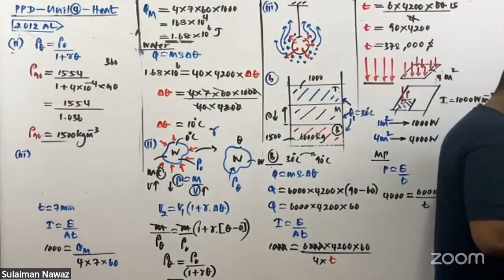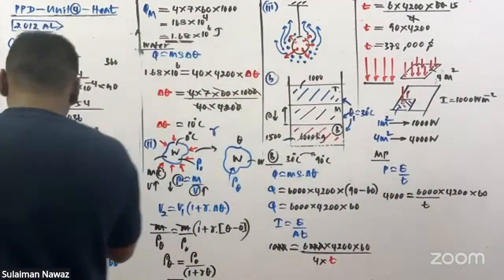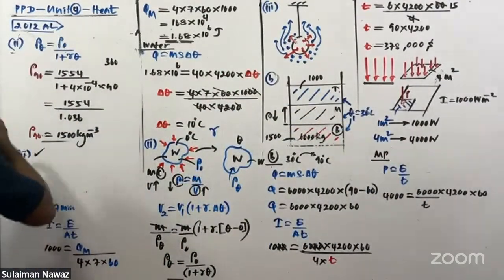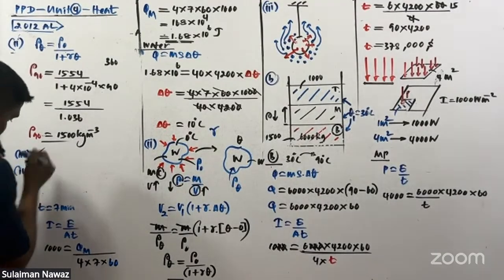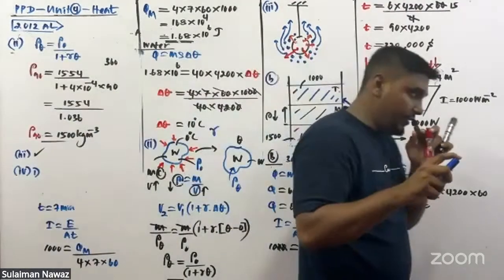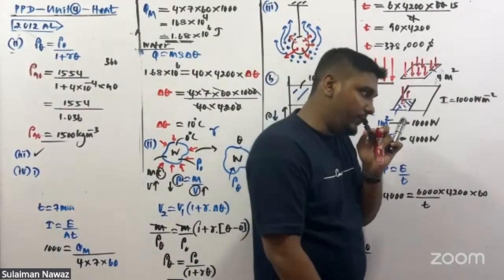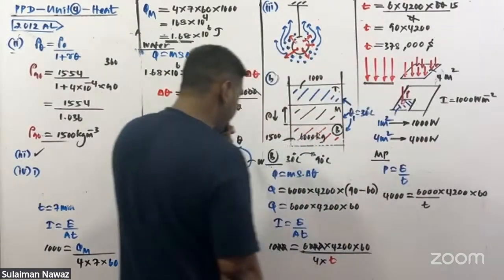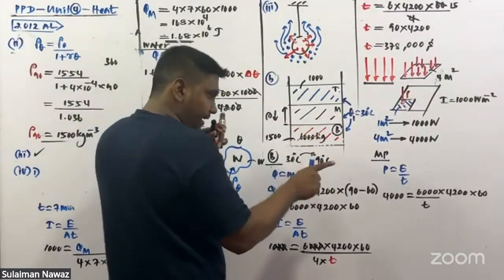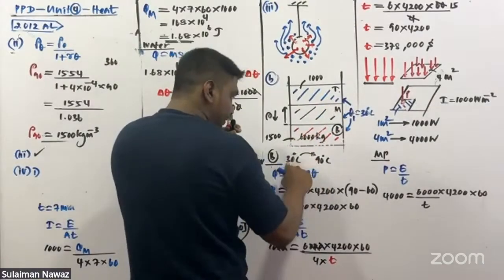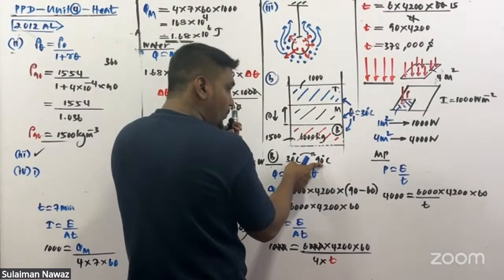Roman number 4, number 1. The Roman number 3 I explained. Roman number 4, number 1: when the temperature of the bottom layer increases from 30 to 90, calculate the amount of heat stored in that layer. I already have calculated. They are telling when the temperature of the bottom layer increases from 30 to 90, calculate the amount of heat absorbed, stored by the layer.